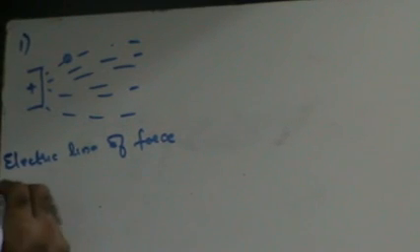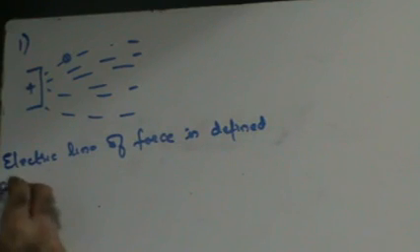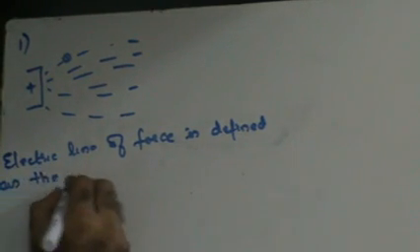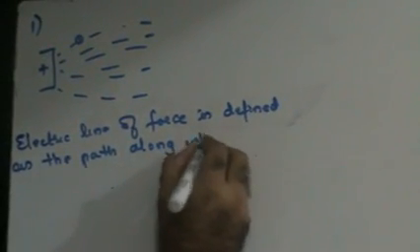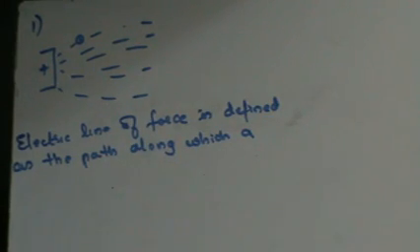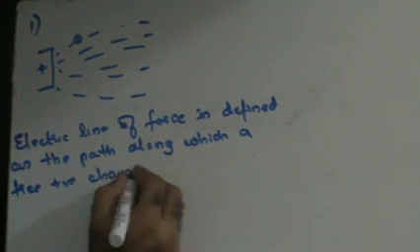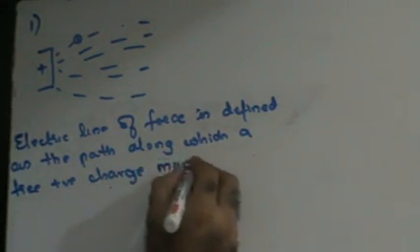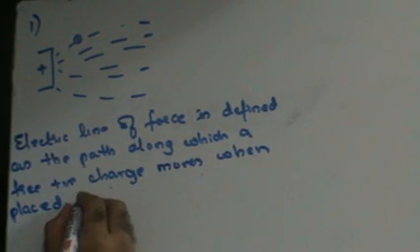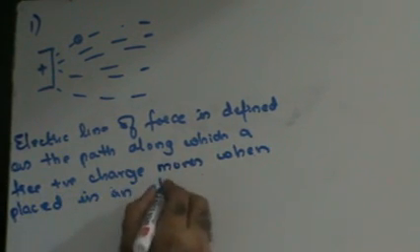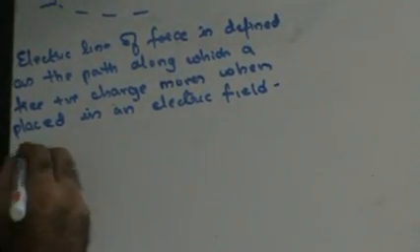Electric line of force is defined as the path along which a free positive charge moves when placed in an electric field. Fine. Next.